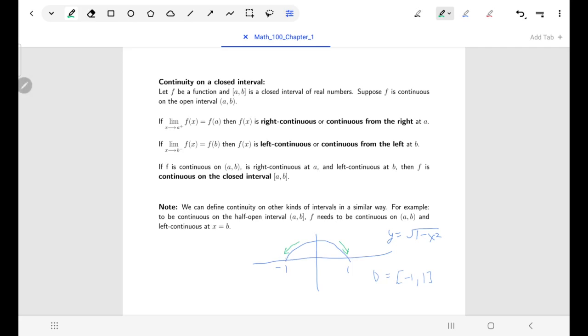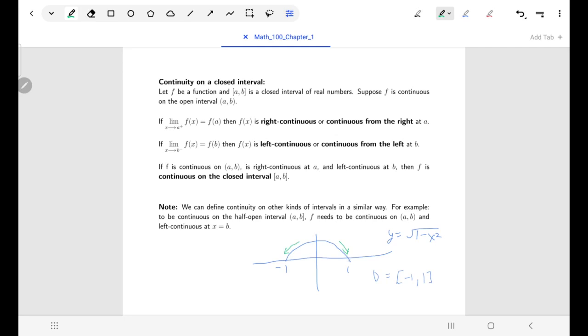At -1, I'm only approachable from the right. So when I talk about continuity there, I'd be talking about right continuity. For that, what I'm approaching as I get to my endpoint from the right needs to be what my y value is doing. And we see that happening on my graph here. As I approach -1 from the right, the y value is approaching 0, and the y value on my graph at -1 is indeed 0.